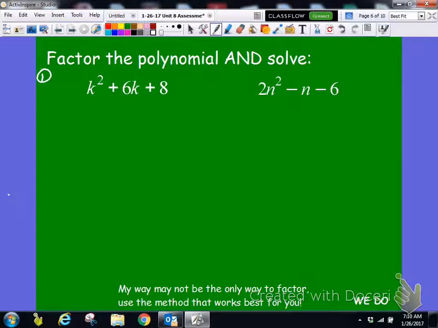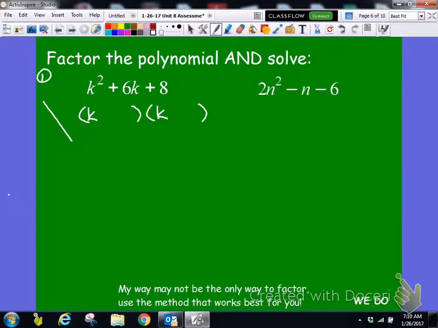Now, if we notice, there's no leading coefficient for k squared. Therefore, my leading coefficient is 1. Now, I don't have to write that 1 in there. I just put it there for a reminder. All right, so this is going to be handled how a equals 1, which means I can already draw my parentheses for my two factors and go ahead and fill in my variable, which in this case is going to be k to start with. K times k will give me k squared, so that's how I know k starts those.